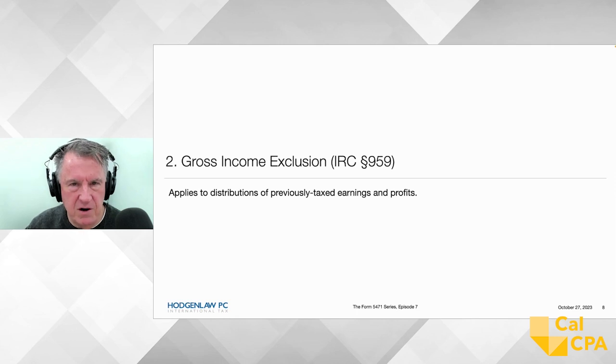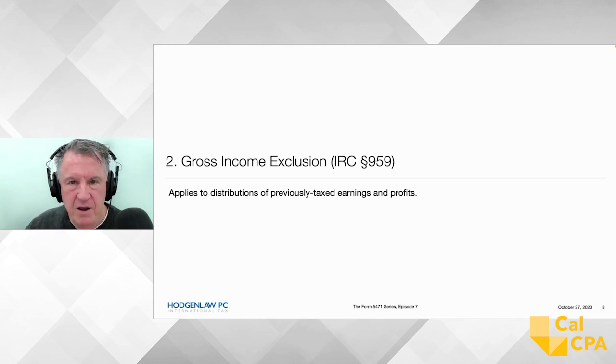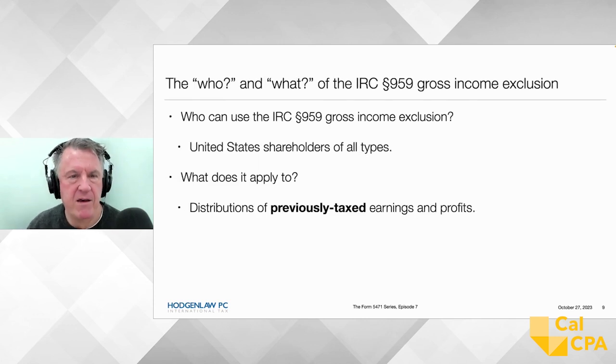And so let's start now with the first one, which is the gross income exclusion, which is in Section 959. And this comes from the 1962 Foreign Tax Act. And specifically, remember that this is for previously taxed earnings and profits. So let's look at it. Who and what? Because this is different again for the dividend received deduction. So who can use this?